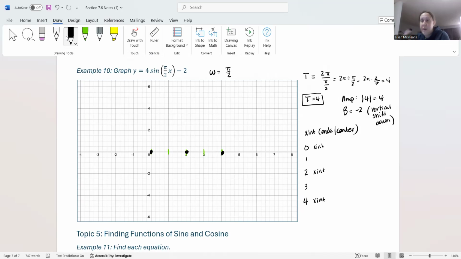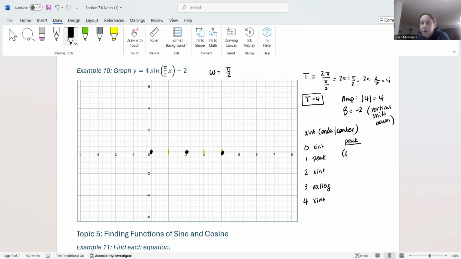So our quarters are our maxes and our mins. And if you'll remember, when you're drawing sine, you start at the origin, and then you go to a peak, and then you go back down to the x-axis to a valley, back to the x-axis to a peak, back to the x-axis to a valley. So our first quarter is going to be a peak, and our second quarter is going to be a valley. So let's talk about our peak. Now our peak is going to have an x-coordinate of 1.